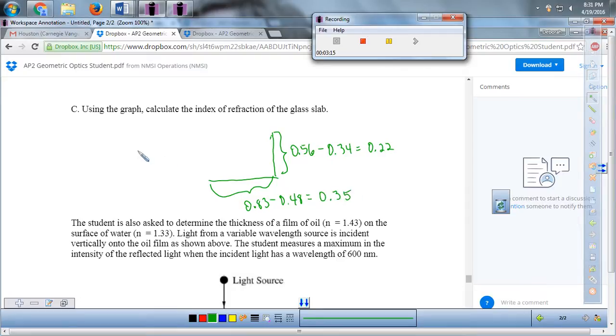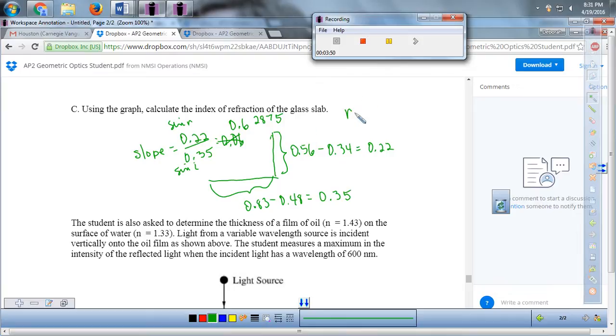So the slope of that line is equal to 0.22 over 0.35. And when I did that, if I wrote it down, which I hope I did, I got 0.62875. All right, but this was the sine of R over the sine of I.